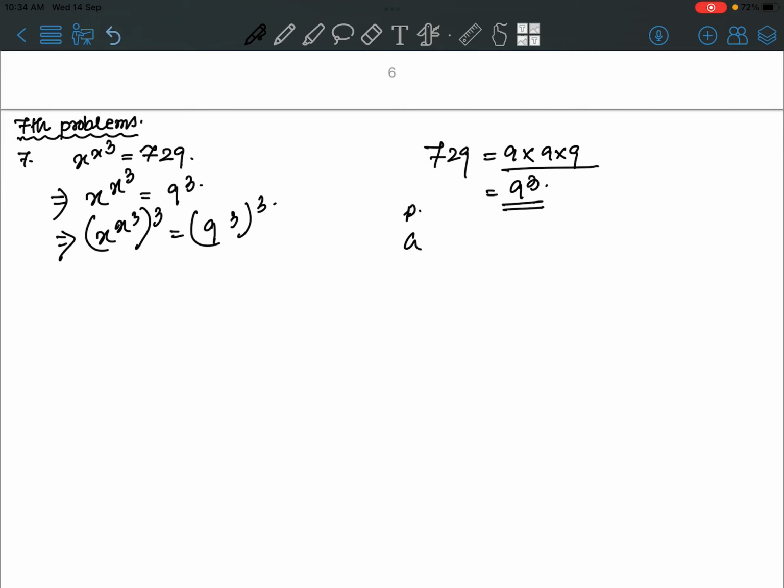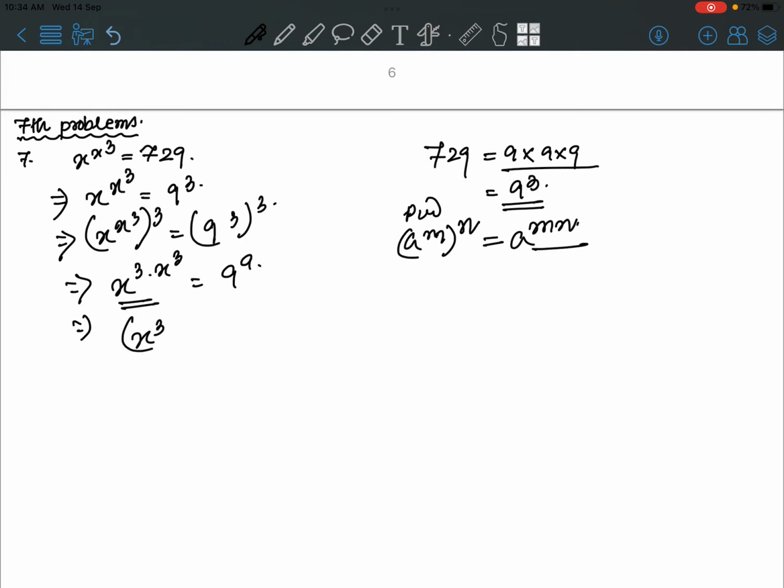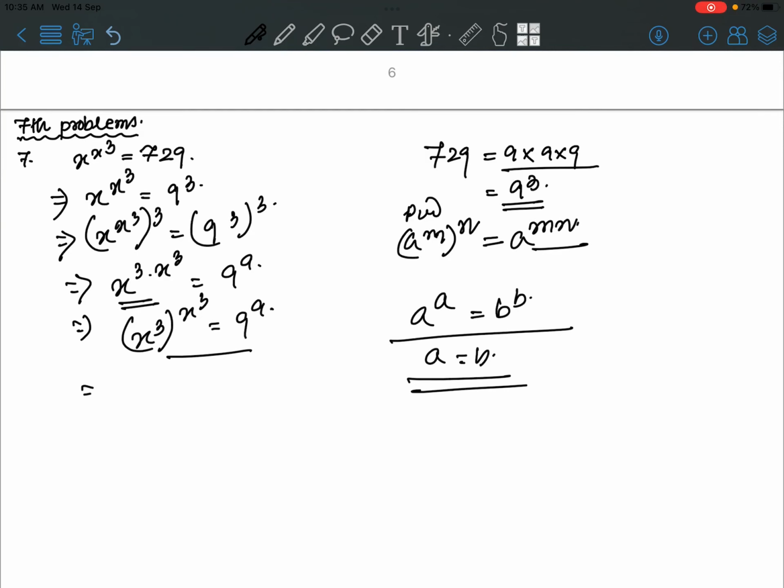We will use the power formula. The power formula is a to the power m whole to the power n can be written as a to the power mn. In this case, x cube into x cube, and 9 to the power 9. Now this one can be written as x cube whole to the power x cube equals 9 to the power 9. We will use this formula: A to the power A equals B to the power B can be written as A equals B. So this condition we will satisfy. So x cube equals 9.